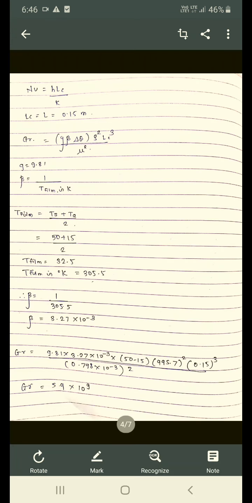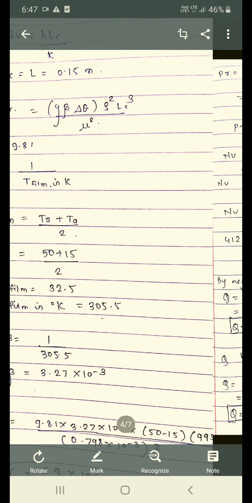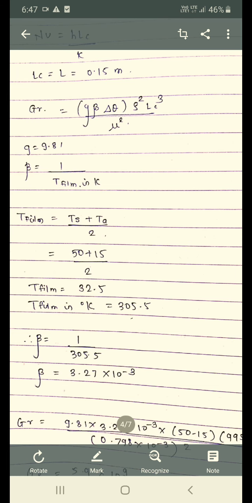For the Nusselt number we will require h LC by K, and for the Grashof number we will require this formula: gravitational acceleration g into beta delta theta rho square LC cube divided by mu square. g is the acceleration due to gravity and it is 9.81. Beta is nothing but 1 upon T film, where film temperature is Ts, the surface temperature, plus the atmospheric temperature, divided by 2.